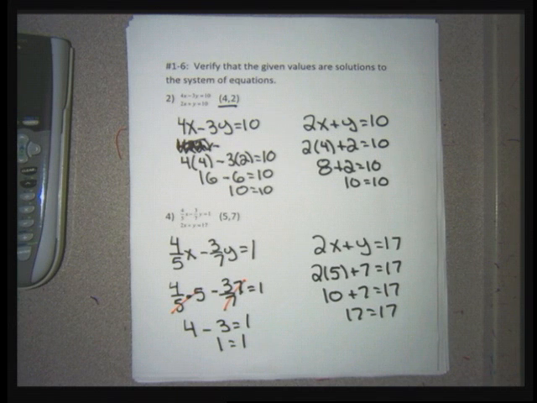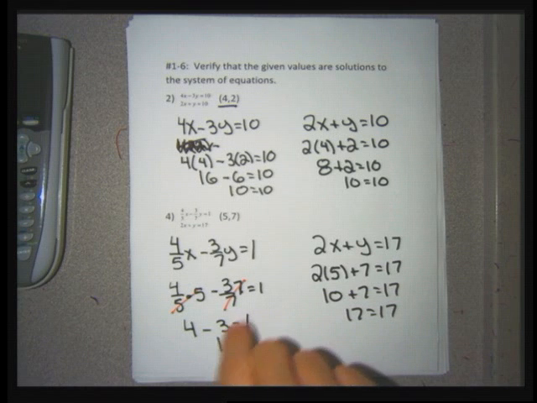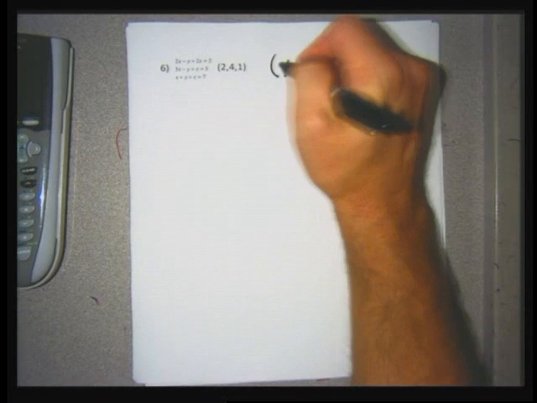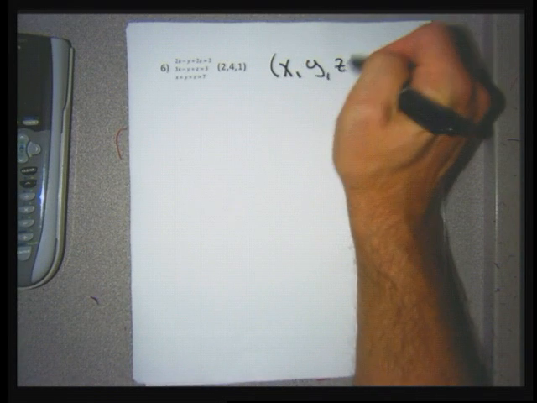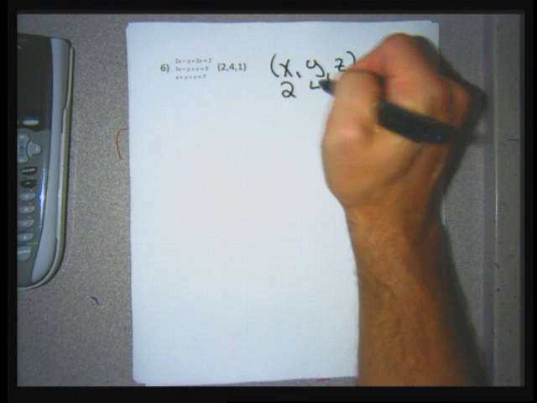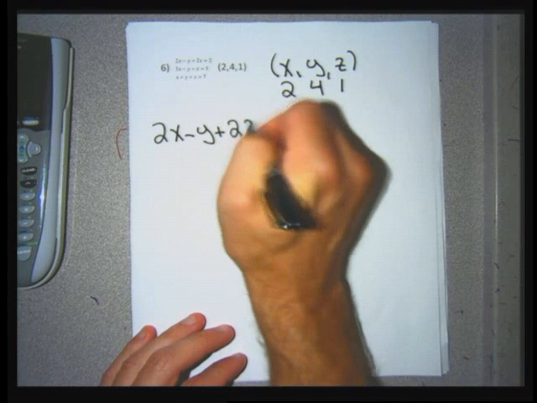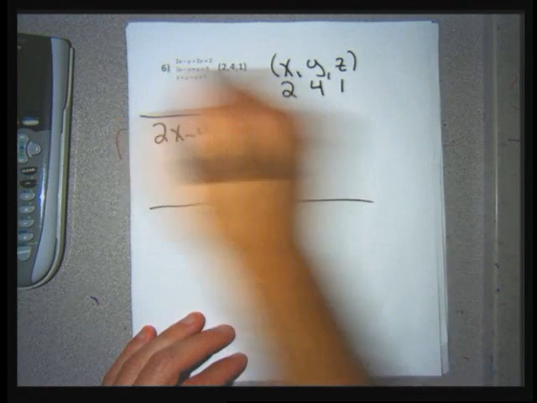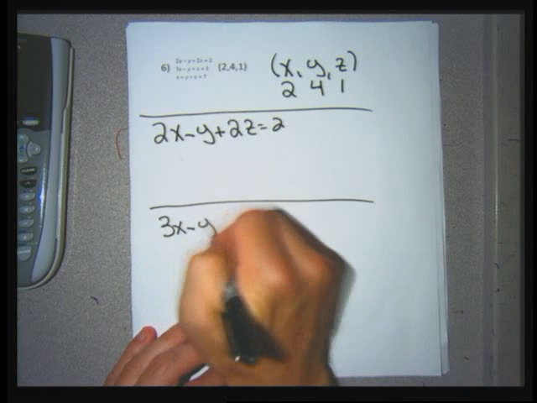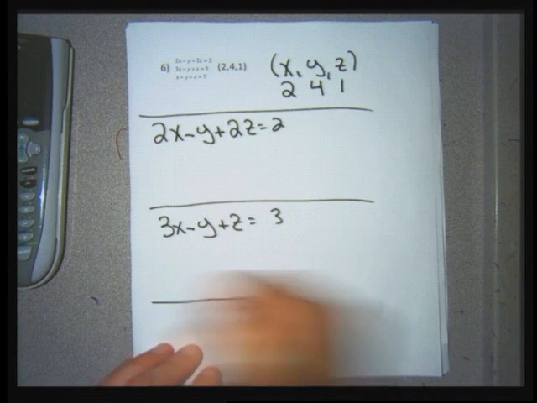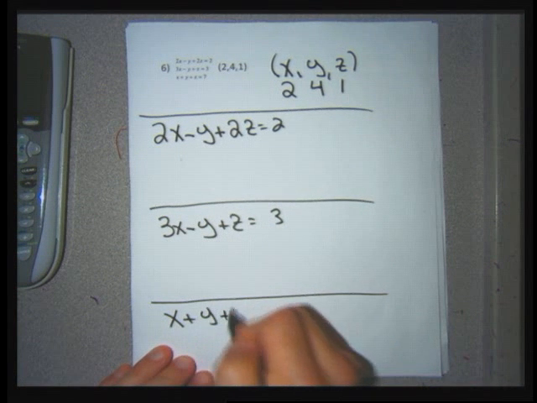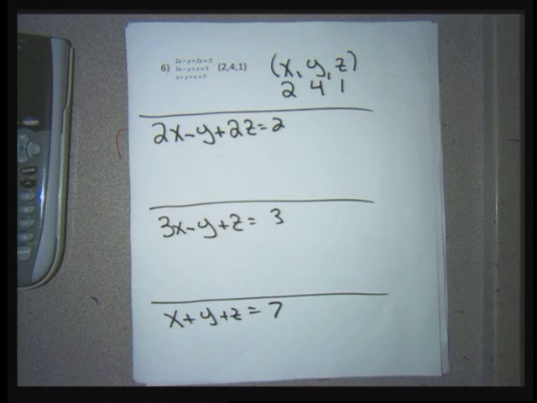Question 6 is a system that has three equations and a point written with three numbers. And this point that I'm checking is always going to be written alphabetically. So the numbers that I'm going to check into this system of equations are 2 for x, 4 for y, and 1 for z. I'm supposed to go to each equation, the top equation, the middle equation, and the bottom equation, and plug in 2 for x, 4 for y, and 1 for z.